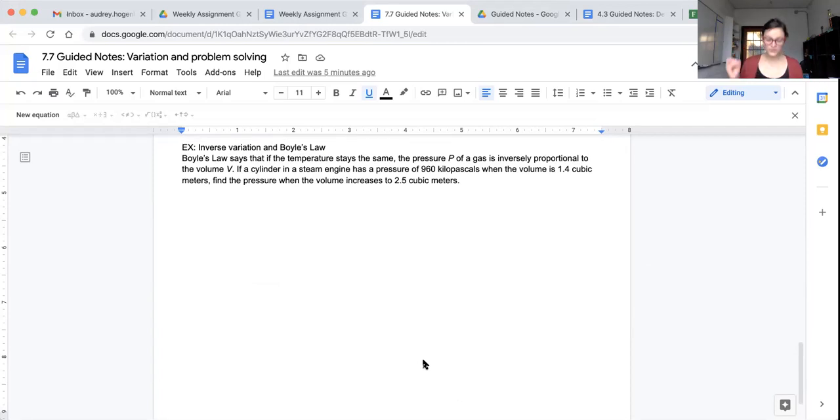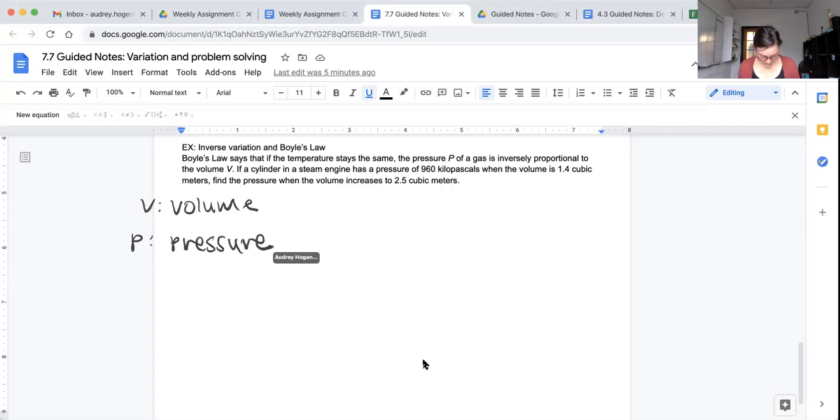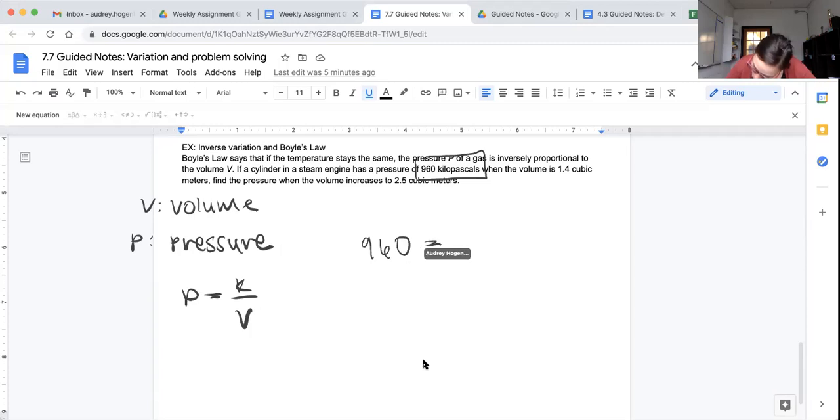So we are given a couple of variables here. We know that V is volume and P is pressure. Okay, and then we know that P is inversely proportional to V. So our equation is going to be P equals K over V. First thing we need to do is find K. So we know that the cylinder in the steam engine has a pressure of 960 kilopascals when the volume is 1.4 cubic meters, so 960 equals K over 1.4.